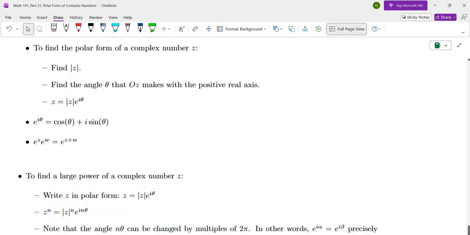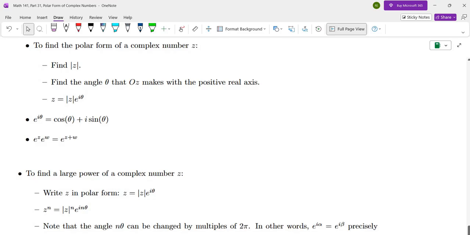So to summarize, we learned how to write down a complex number in polar form. We first find the absolute value of the complex number, then we find the angle that OZ makes with the positive real axis. So we get z is equal to the absolute value of z times e to the power of i theta. e to the power of i theta is cosine of theta plus i sine of theta. We can also use laws of exponents.